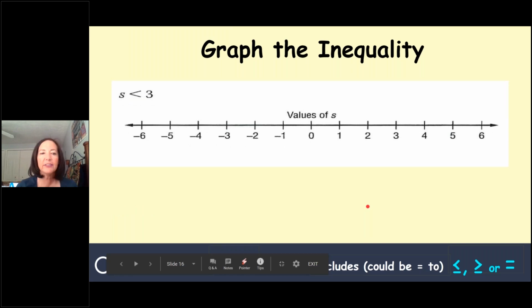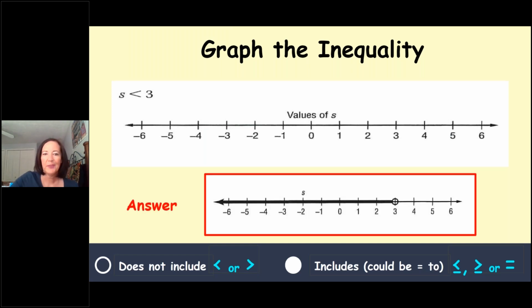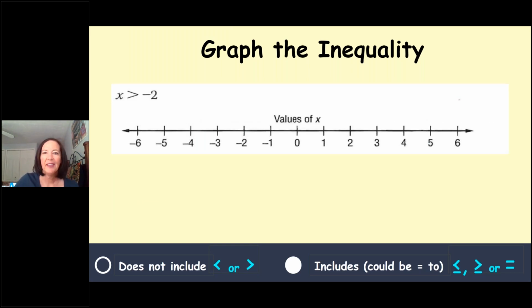Nice. Okay, so Danielle, how about this one? Tell me what this graph would look like. It's going to look like an open circle on 3, and it's going to be going to the left. You're awesome. Perfect. Okay, Taylisha, how about this one? x is greater than -2. What's the graph going to look like?